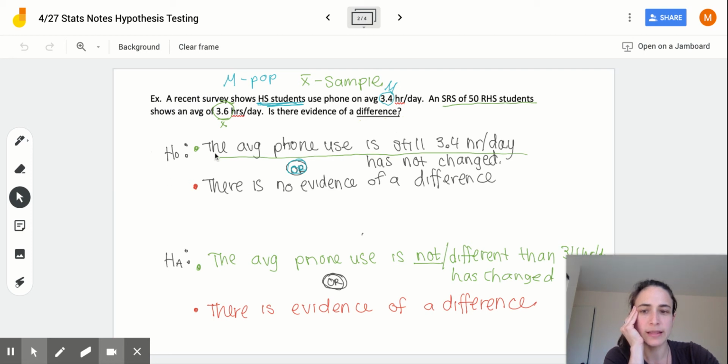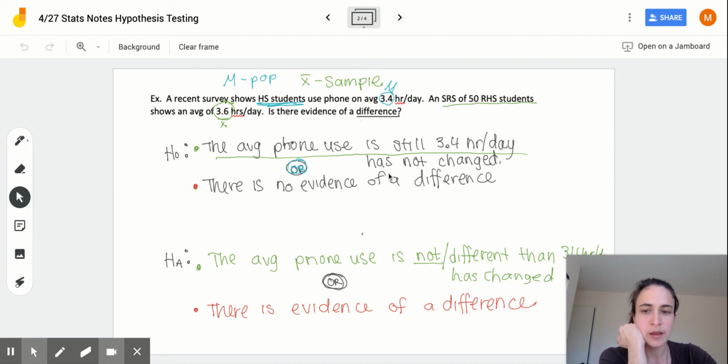So for this one, the average phone use is still 3.4 hours per day. The HA that would go with that is basically the opposite sentence. So the average phone use is not 3.4 hours a day, or is different than 3.4 hours a day. Or you could say the average phone use has changed. Any of those are fine. Okay, the opposite sentence, the converse that goes with this one, is there's no evidence of a difference. Whereas this says there is evidence of a difference. So there is evidence of a difference, and you should have said technically in average phone use per day.